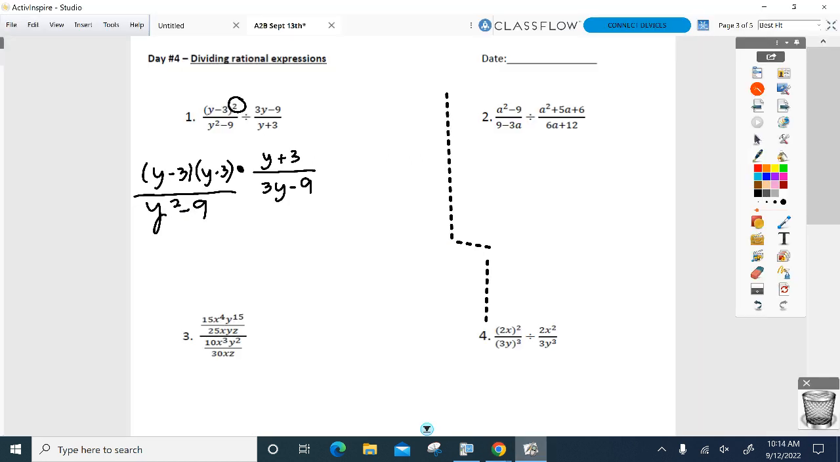Number 1. The 3y minus 9, take out 3. Good job. And then have y minus 3. Oh yeah, go ahead. You got it. Good work. One more you can factor up here. One more.